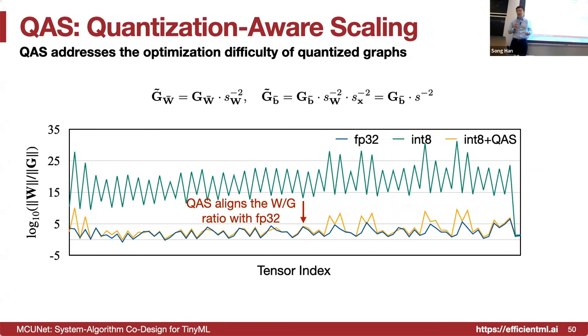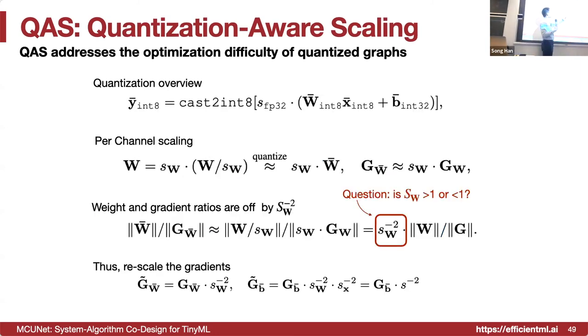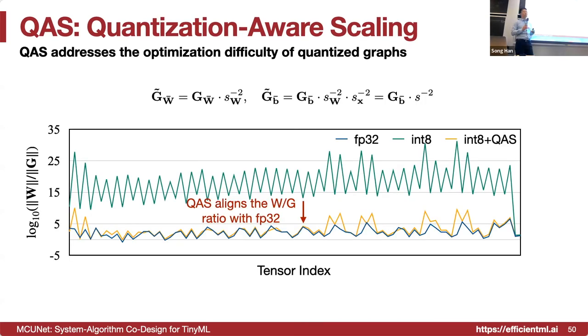And the most amazing part is that we don't require any hyperparameter tuning. So this scaling factor is exactly the scaling factor that we used during the quantization. So we know that value is a constant, right? And also we know there's no hyperparameter tuning, which can make the training much easier.